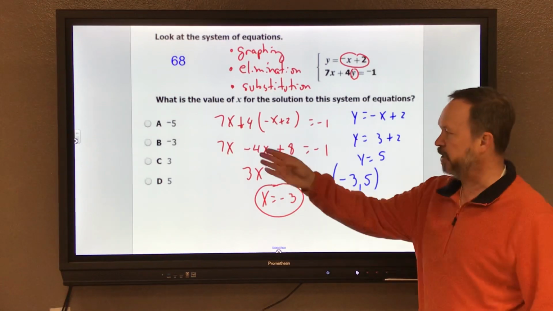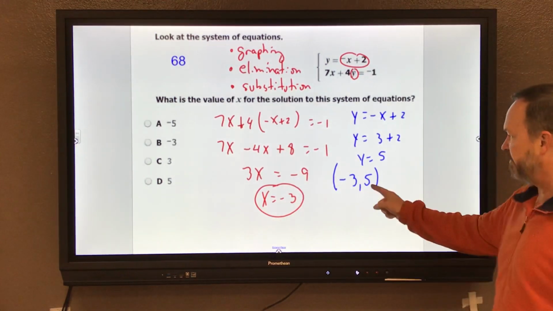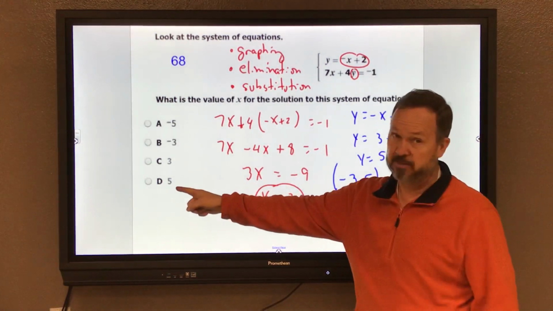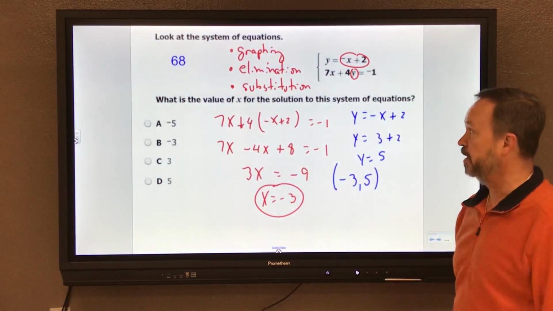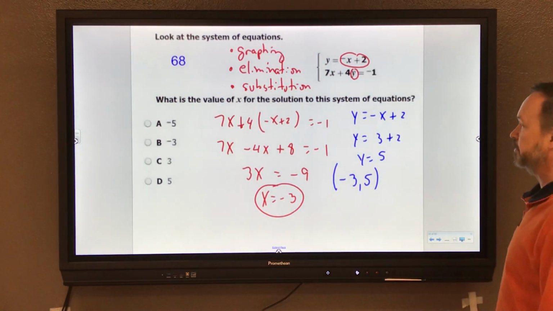But negative 3 is the answer that I'm looking for here, not 5. Because you can see that's there too. That's the y value. They asked us for the x value. Be careful, be careful, be careful.